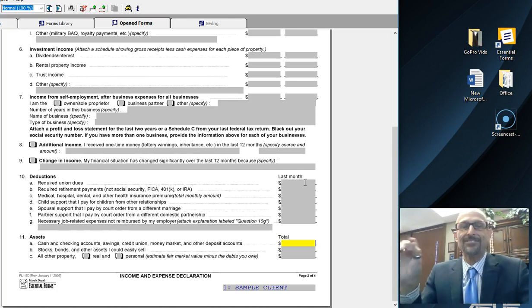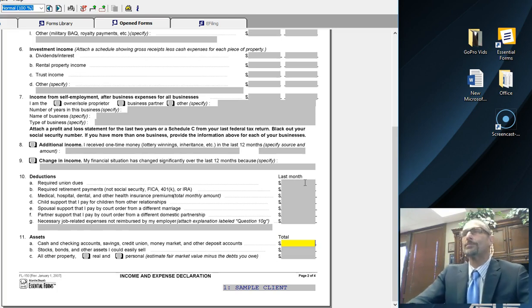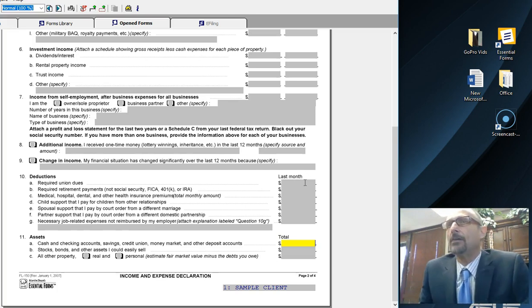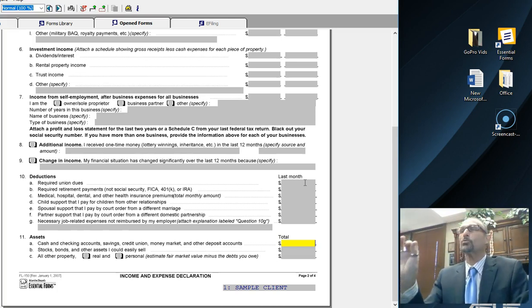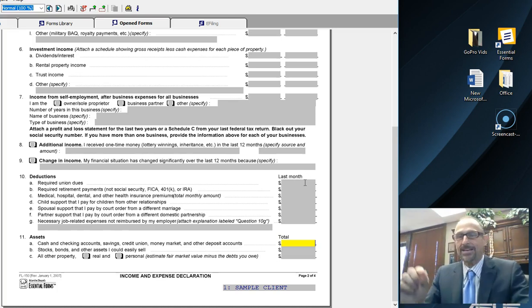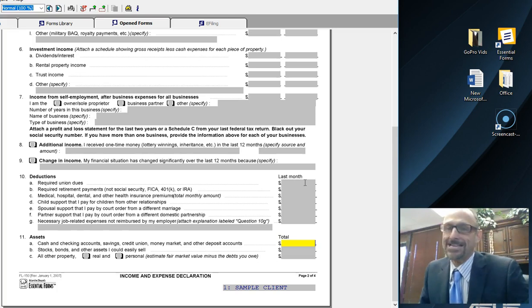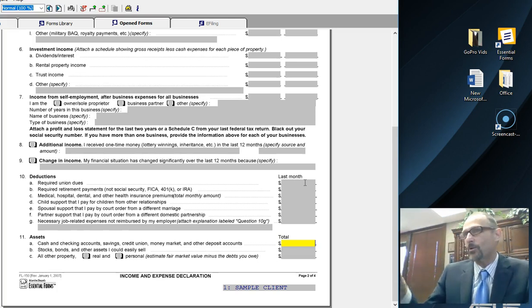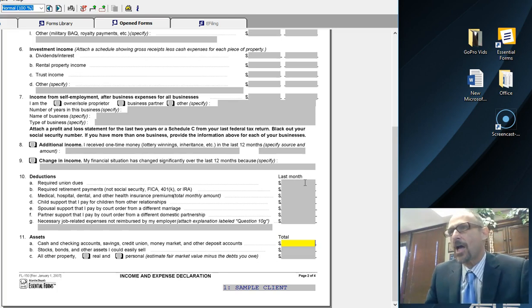So 11A asks how much cash and checking accounts, savings, credit union, money markets, and other deposit accounts, the total amount of cash that you have. And it's not just liquid cash. It's money that you can liquidate from a bank. This, for example, would not include a CD, because a CD is something that you can liquidate easily. It's actually going to go on the next line, but it's not liquid right now. So this is just money that you have in the coffee can in your refrigerator or between the mattresses or in your bank accounts.